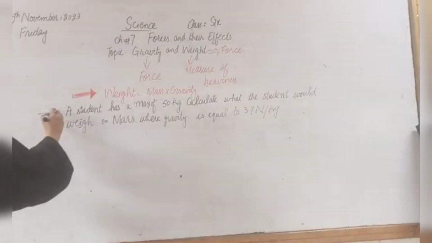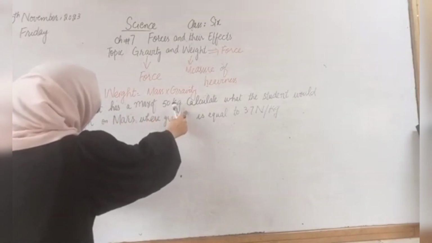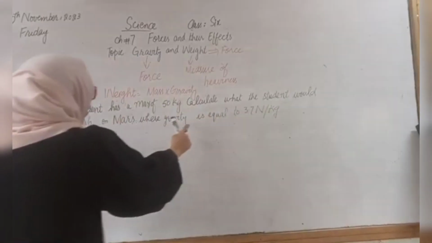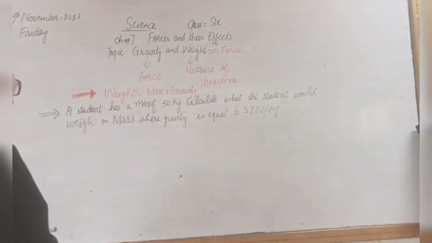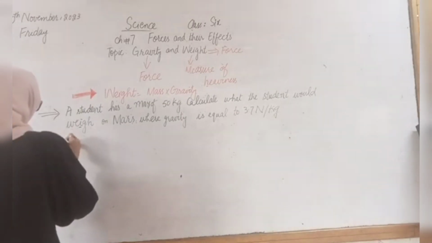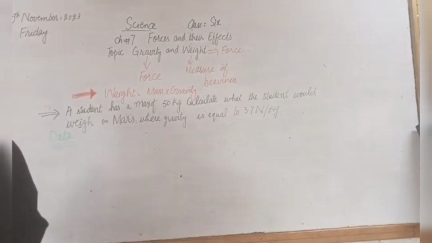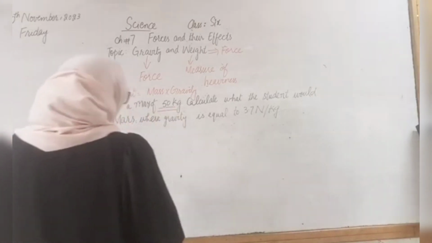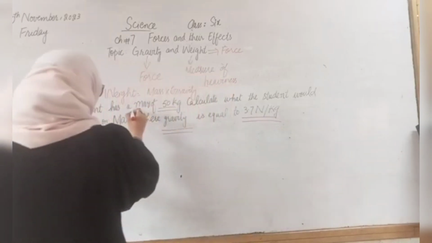Then the same example: a student has a mass of 50 kilogram. Calculate what the student would weigh on Mars, where gravity is equal to 3.7 Newton per kilogram. We will follow the same format. We will first derive the data, and in data we will write the given and required. We have given the mass of the student and the gravity, that is 3.7 Newton per kilogram.